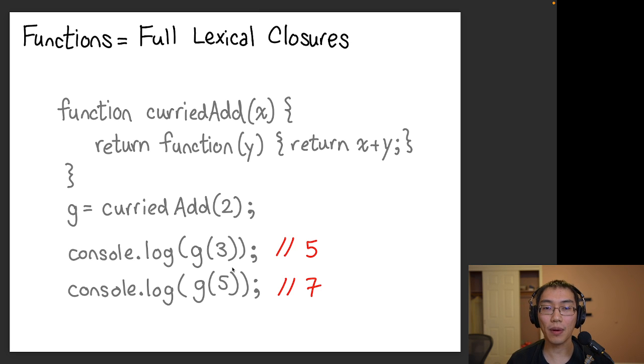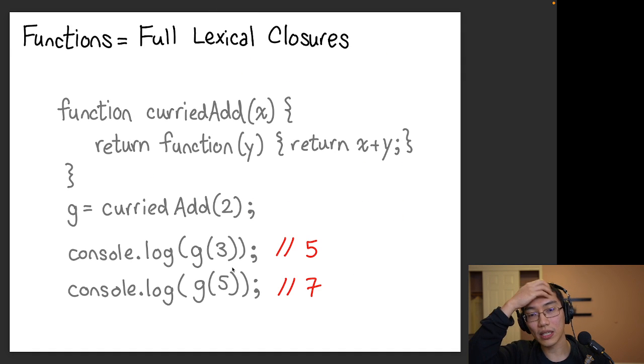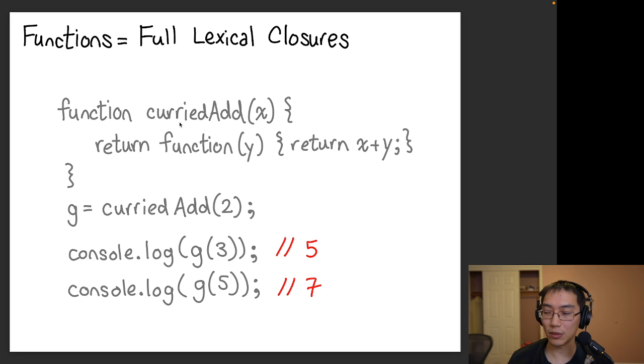So in the earlier slide, I said first class functions. One of the things about first class functions is that you can define them anonymously, you can pass them around as values. And in fact, the other important thing about defining first class functions is they have to be full lexical closures. So what do I mean by this? Well, let's take a look at this example code.